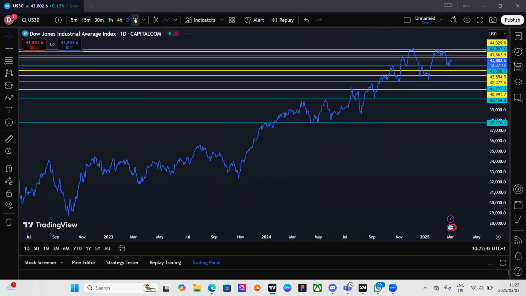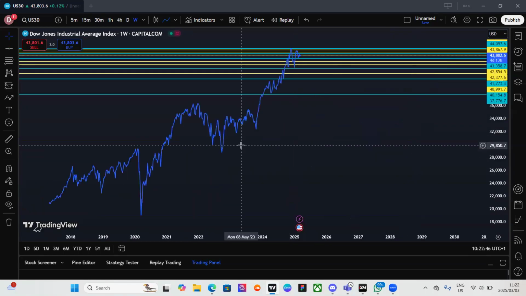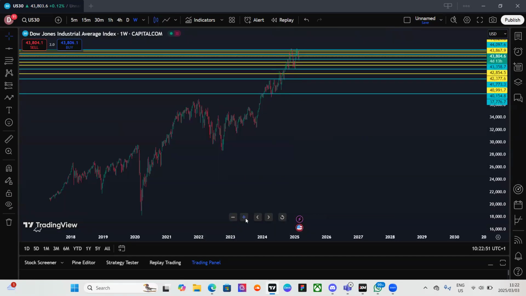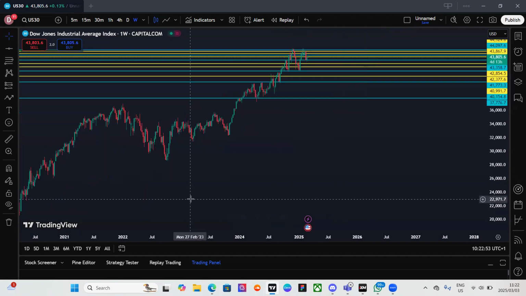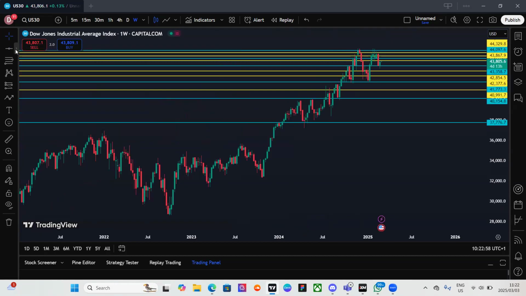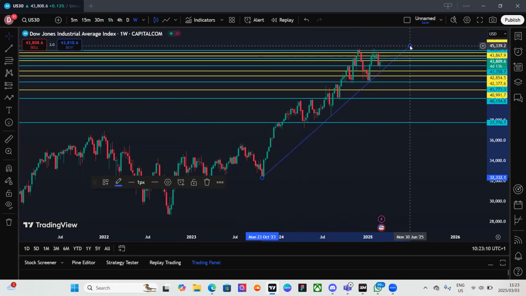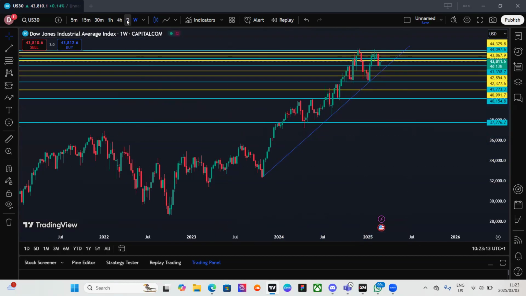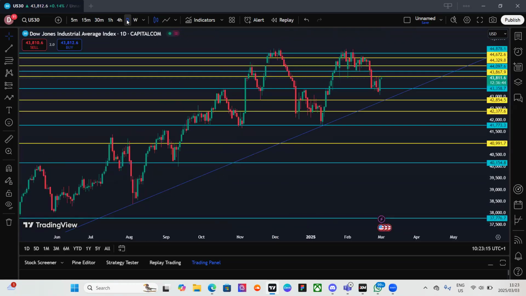So we're just going to zoom out on the weekly and go to candlestick, zoom in, zoom in, stretch out, stretch out a lot, just on the edge, the weekly, daily.